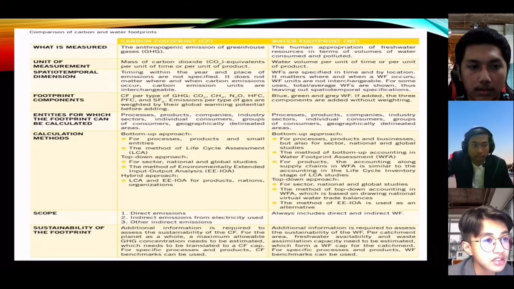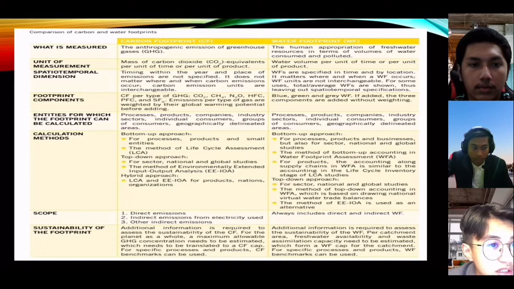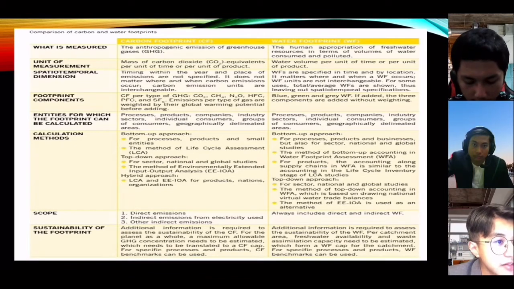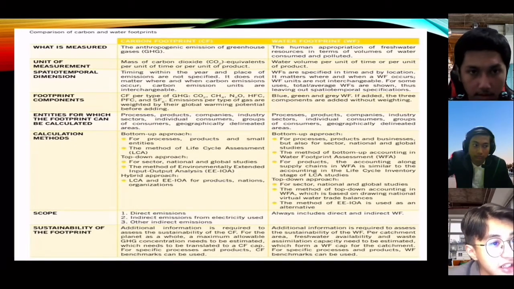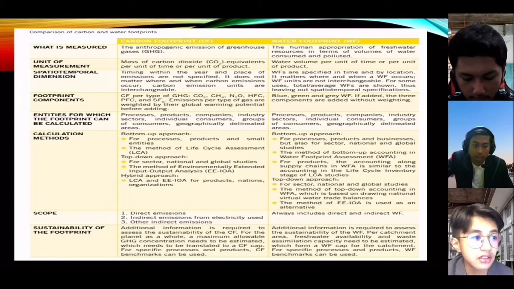Footprint component. Carbon footprint: CF per type of GHG: CO2, CH4, N2O, HFC, PFC and SF6. Emissions per type of gas are weighed by their global warming potential before adding. Blue, green, and grey water footprint: if added, the three components are added without weighting.